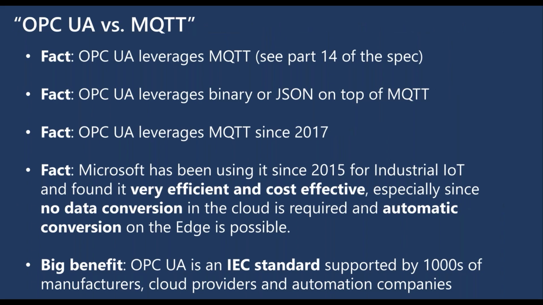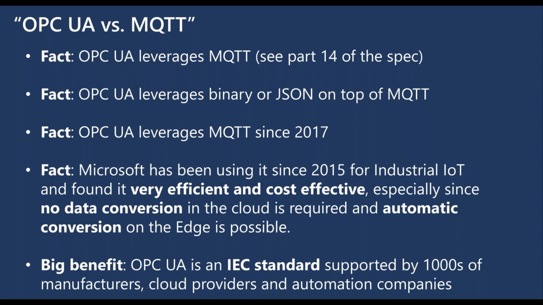So now very quickly about this whole OPC UA versus MQTT, which is a hot topic on LinkedIn and everywhere else. Like I mentioned, OPC UA is protocol independent. MQTT is first and foremost a transport protocol. So you really need to get off the idea that OPC UA competes with MQTT. It doesn't. It leverages it and has been doing that for many, many years. It's in part 14 of the spec. At Microsoft, we've been using it since 2015. We found it super efficient.